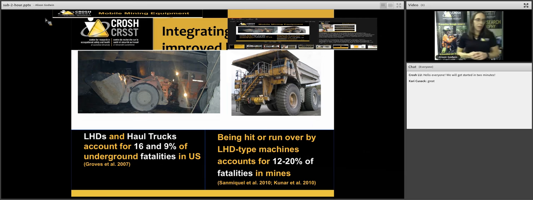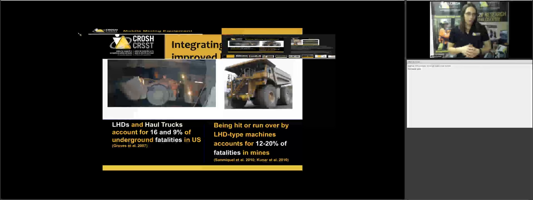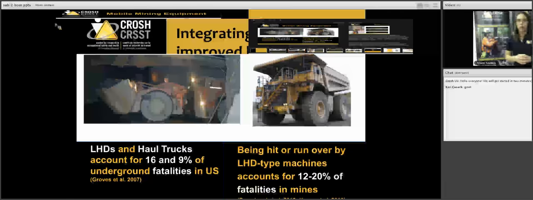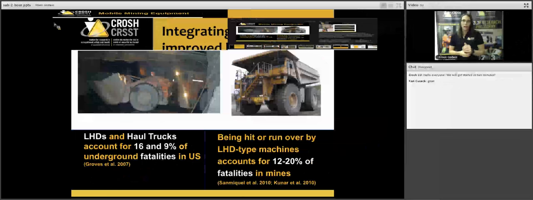We know that when we get into some of the surface mining applications as well, where they're using very large haul trucks, that machinery that you see on the right-hand side of the screen has also been involved with several accidents and fatalities, again, due to the massive size of it and hitting other smaller items in the workplace.